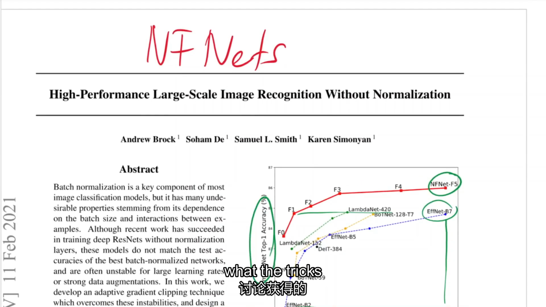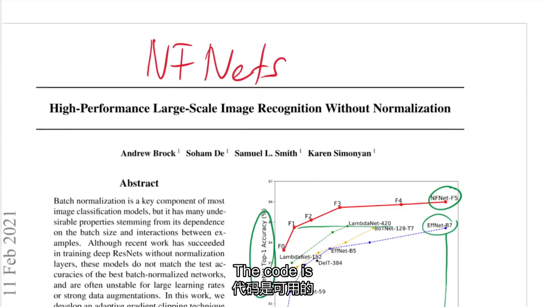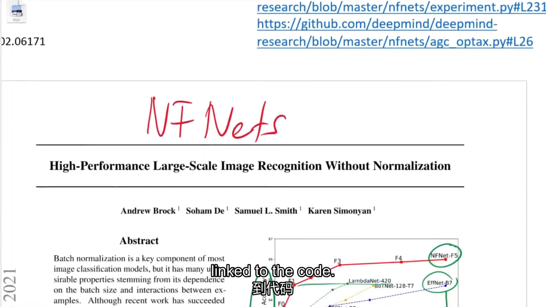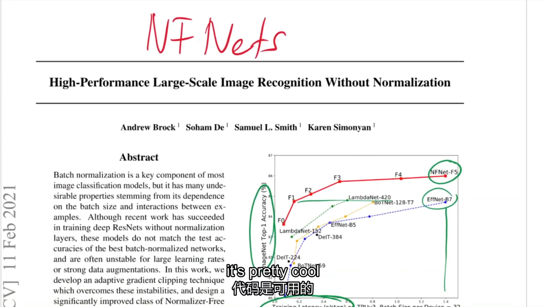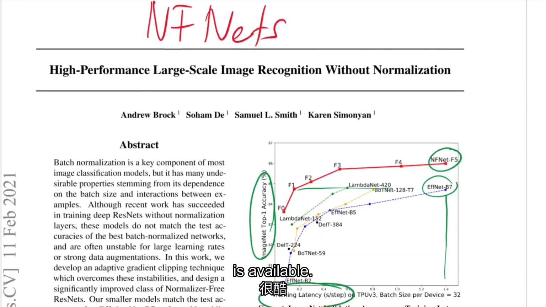We'll discuss what the tricks are to get the normalizer-free networks to work. I do have also a fair bit of, let's say, criticism against this paper, but in general, it's a pretty cool paper. The code is available. I'll, of course, link to the code. You can try it out yourselves, and it's pretty cool that the code is available.